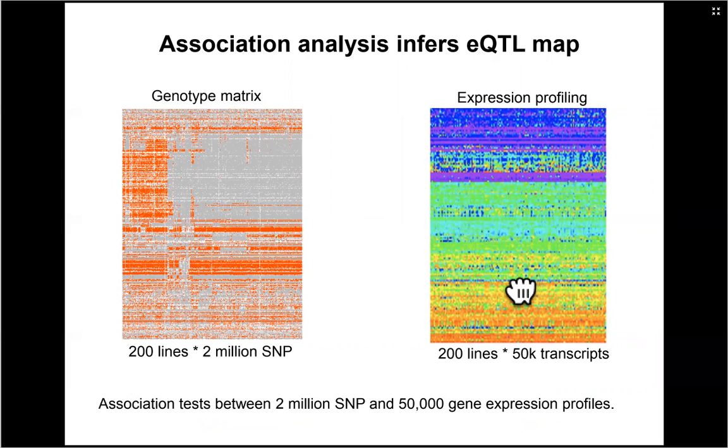The association tests were performed between those 2 million SNPs and those expression data. We followed the published pipeline to perform this association analysis. We controlled the population structure and the confounding factors, and we also normalized the expression data properly.